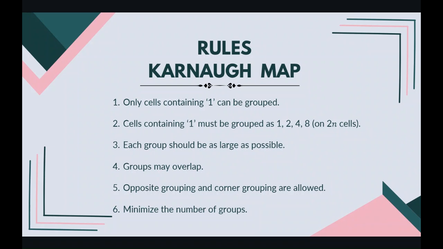Fifth, since the K-map is cyclic in nature, the leftmost and rightmost columns are adjacent, just like the top and bottom rows. This means ones appearing on the edge can be grouped together. Similarly, corner ones can form a valid group. Last rule: the goal is to use as few groups as possible to simplify the expression. Fewer groups result in a simpler Boolean equation.